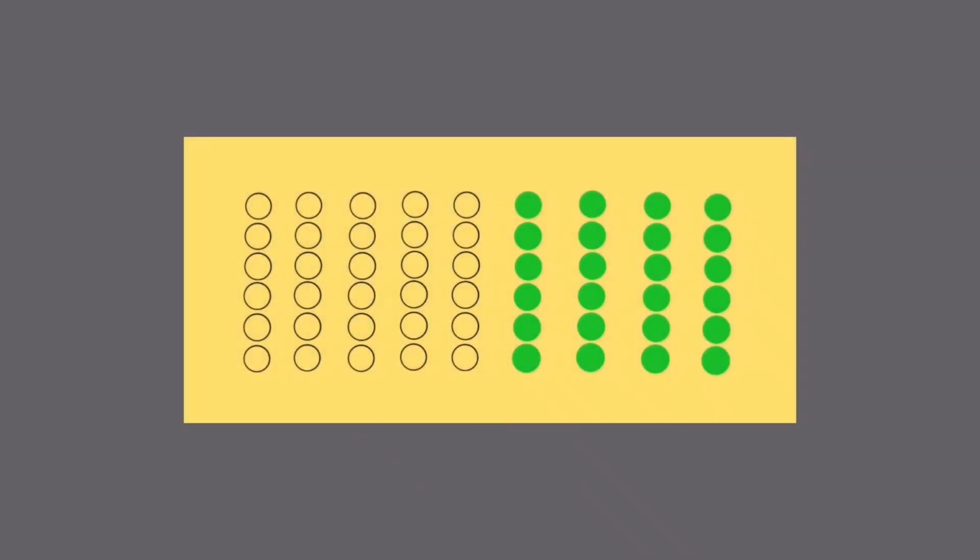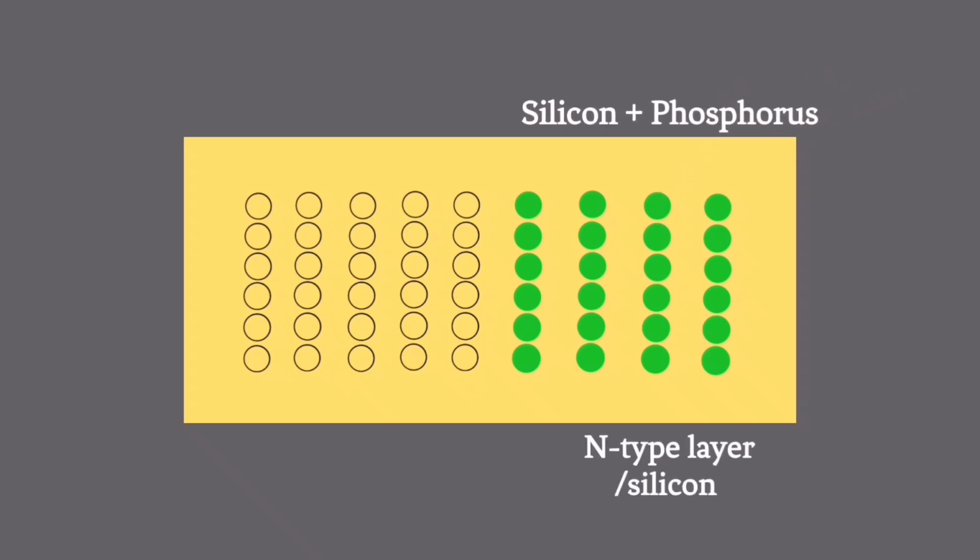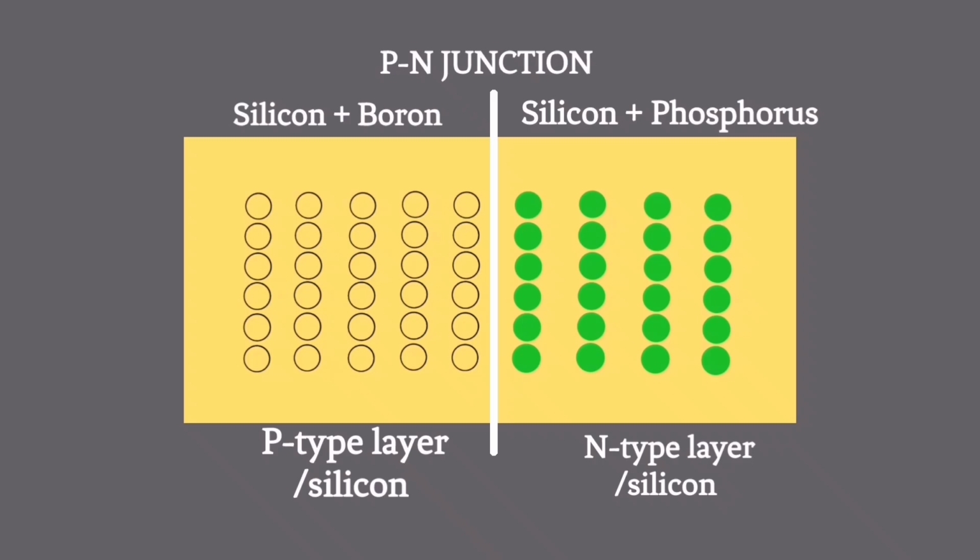The solar cell is divided into two silicon layers. The upper layer is made up of a mixture of silicon and phosphorus, called the N-type silicon. The bottom layer is made up of a mixture of silicon and boron, called the P-type silicon. The meeting point of these two layers is known as the p-n junction.